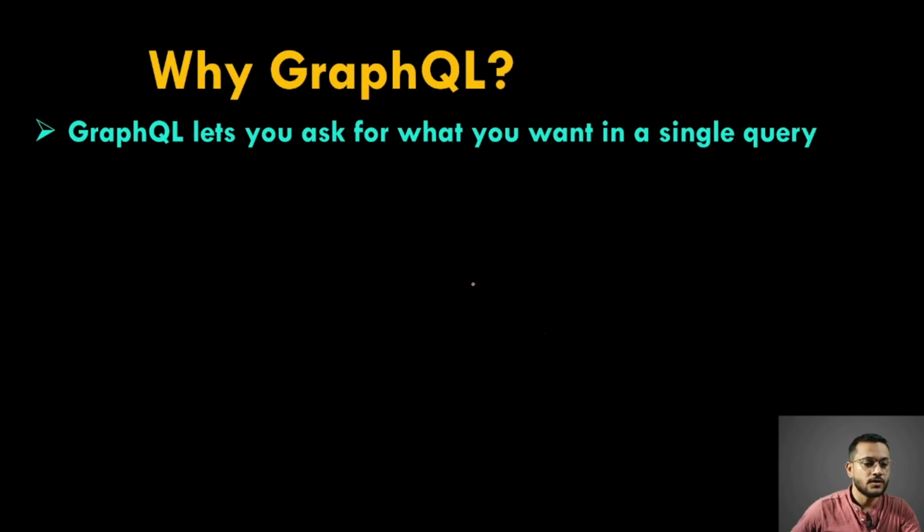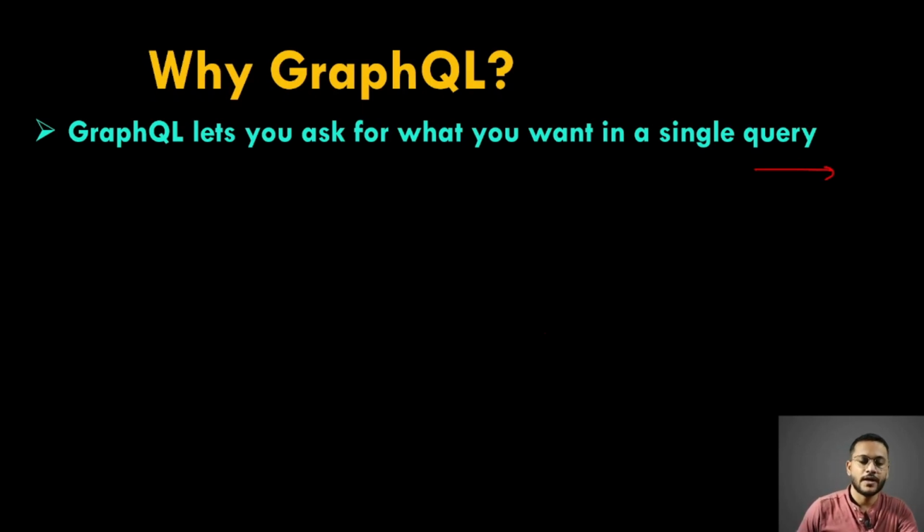GraphQL lets you ask for what you want in a single query. One feature of GraphQL is that you don't need to make multiple endpoints. Only one endpoint, which is a POST operation. With one endpoint, you can perform multiple operations. How many operations you want to perform, we will see in detail.